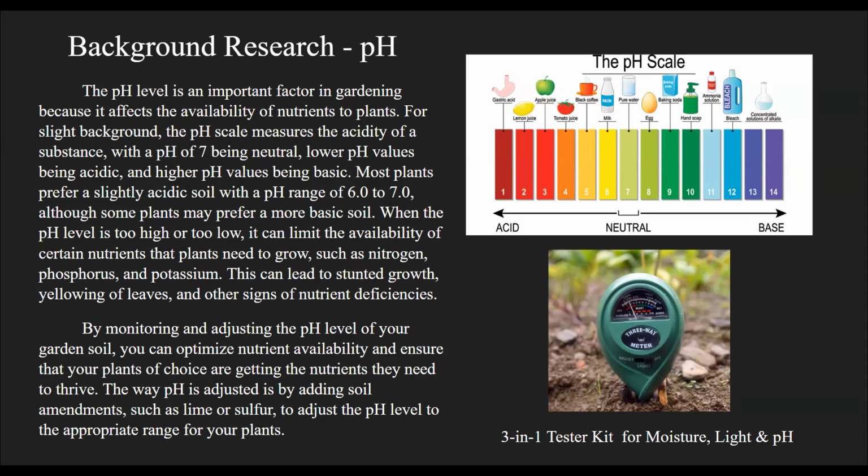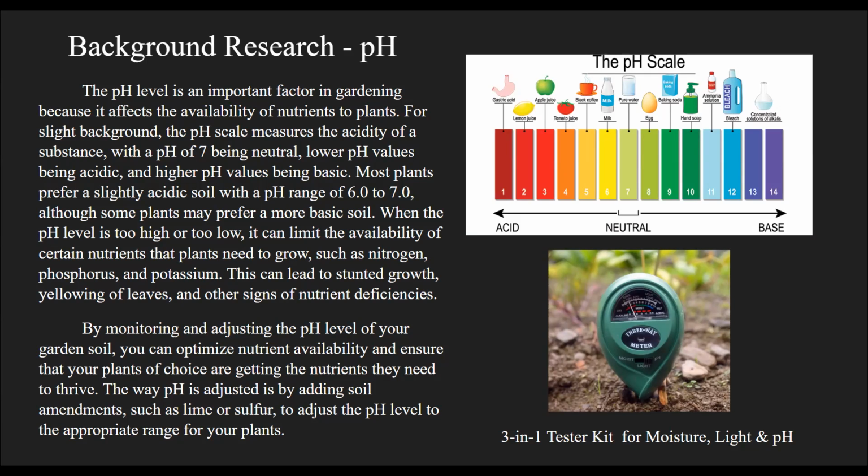Most plants prefer slightly acidic soil with a pH range of 6 to 7, although some plants may prefer more basic soil. When the pH is too high or too low, it can limit the availability of certain nutrients that plants need to grow, thus leading to nutrient deficiencies.